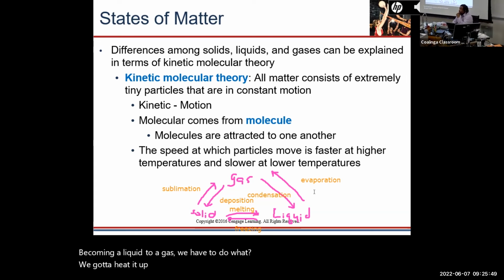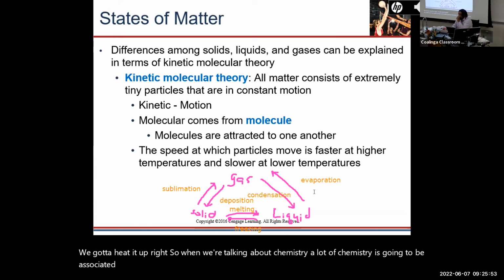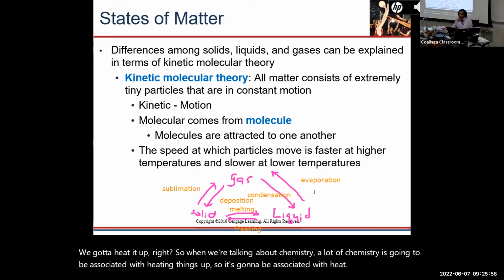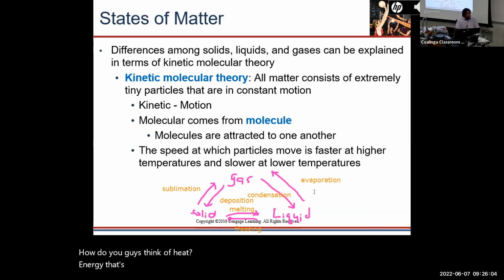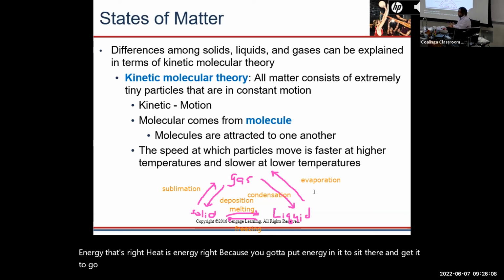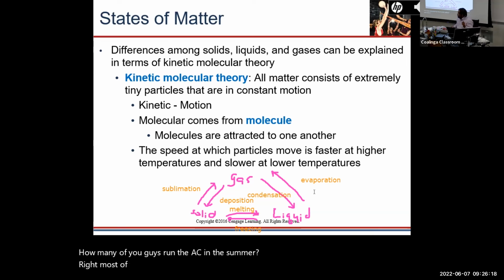When we're talking about chemistry, a lot of chemistry is associated with heating things up, so it's going to be associated with heat. How do you guys think of heat? Energy. That's right. Heat is energy, because you have to put energy in to get it from the temperature it's at to the temperature that we want. How many of you run the AC in the sun? Most of us run the AC in the sun. Does that happen for free?